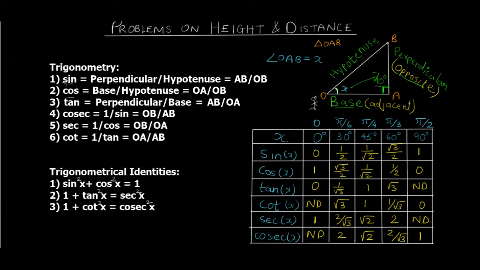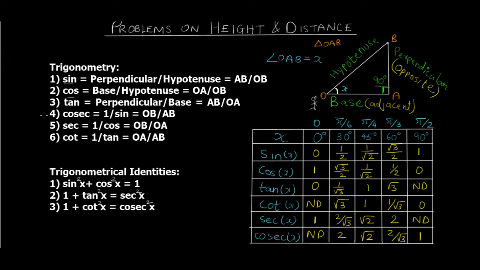So the formula for sine of x is perpendicular upon hypotenuse, which is AB upon OB. This is the perpendicular AB and this is the hypotenuse OB. Then we have cos, which is base upon hypotenuse, which is OA upon OB, and then we have tan of x, which is perpendicular upon base, which is AB upon OA.